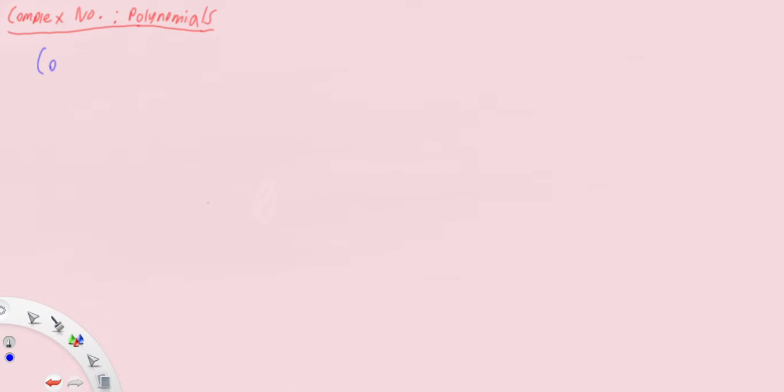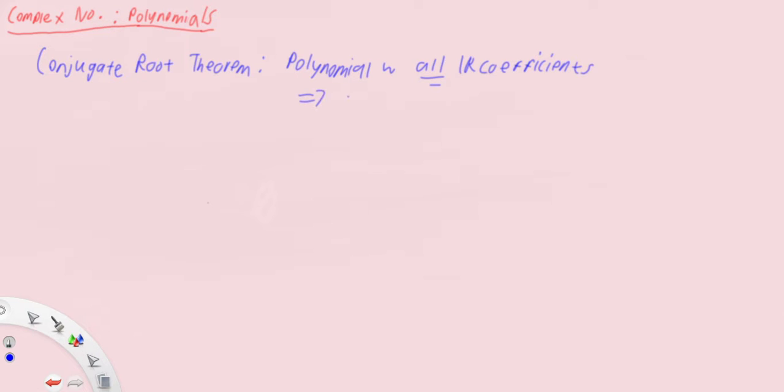It's a pretty simple one, and it's called the conjugate root theorem. Now, the conjugate root theorem states that if we have a polynomial with all, keyword all, real coefficients, we will have conjugate solutions. Now, what do you mean by conjugate solutions?